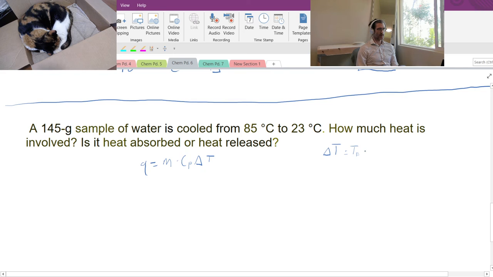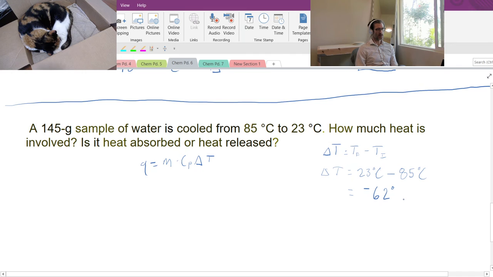So what we're given, what is our delta T? What's our T final? Cooled from 85, so our T initial is 85, our T final is 23 degrees C, minus our T initial 85 degrees C, for a sum of negative 62 degrees C. So our delta T is negative 62 degrees.